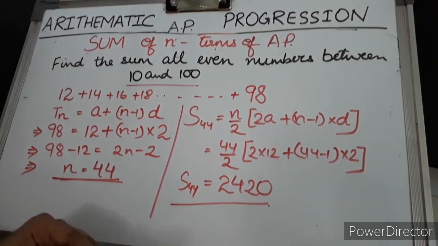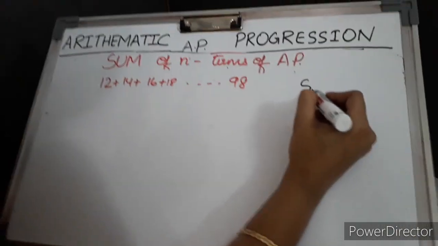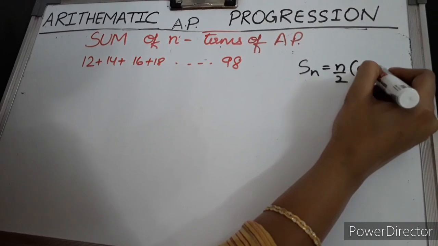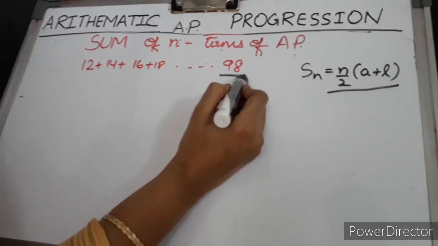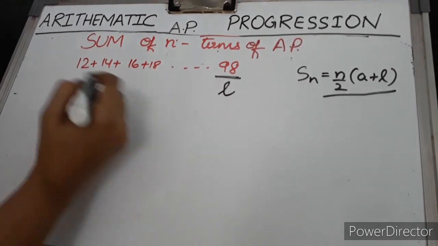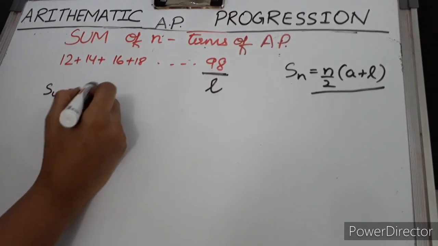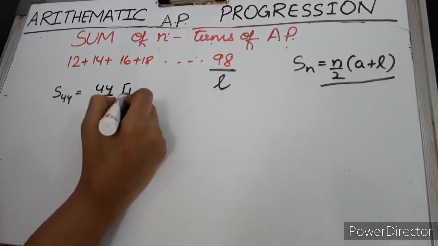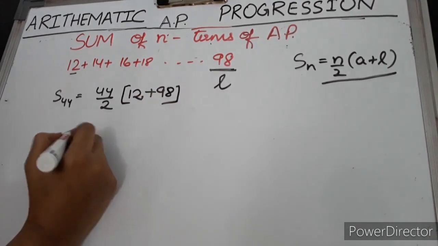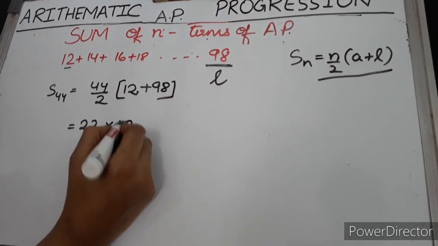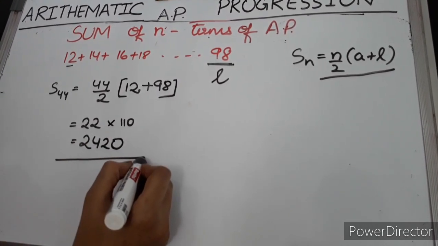Coming towards the next question. Here we have one more formula: Sn is equal to n by 2 into (a plus l). We will understand how to do this. Here also the last term is 98, this is L, and we just put the values. 44 by 2, a is 12, the first term, plus 98. This is 22 into 110. Finally, 2420. So this is the way we have to solve the sums.